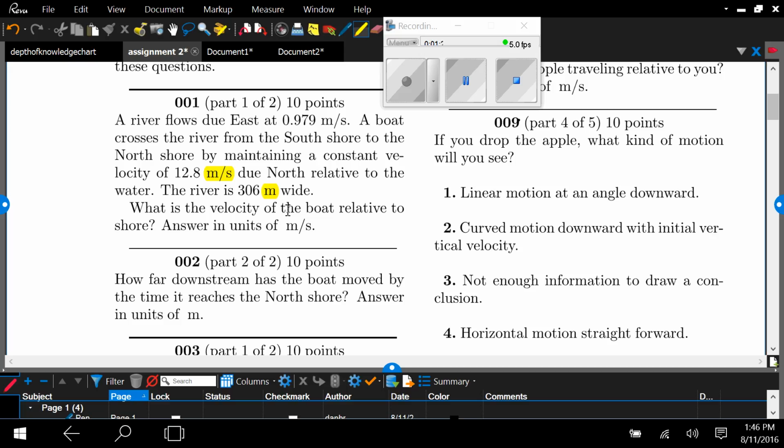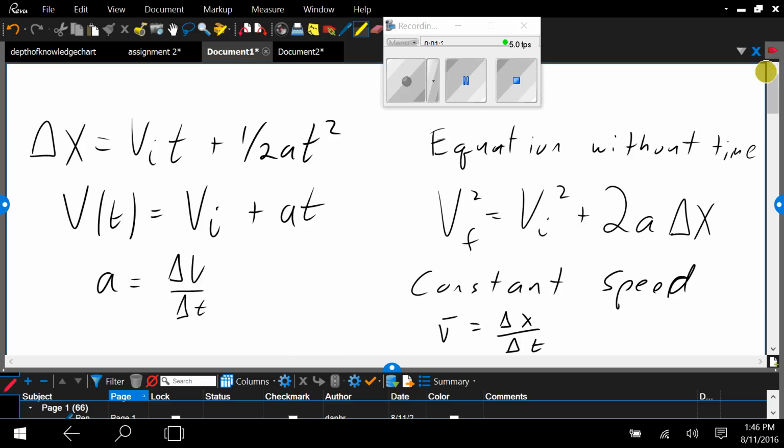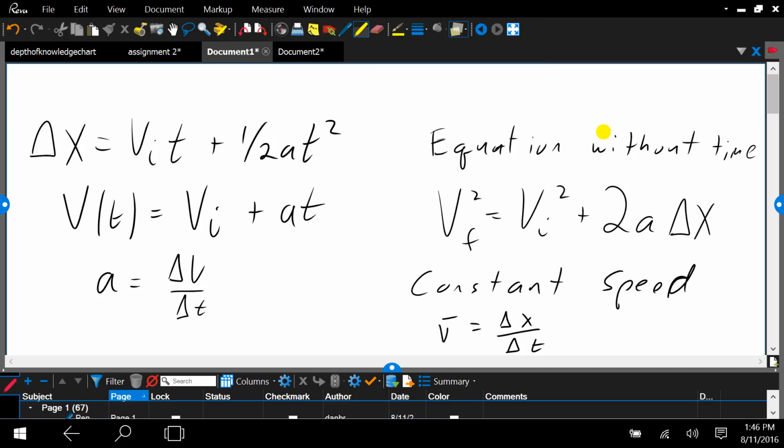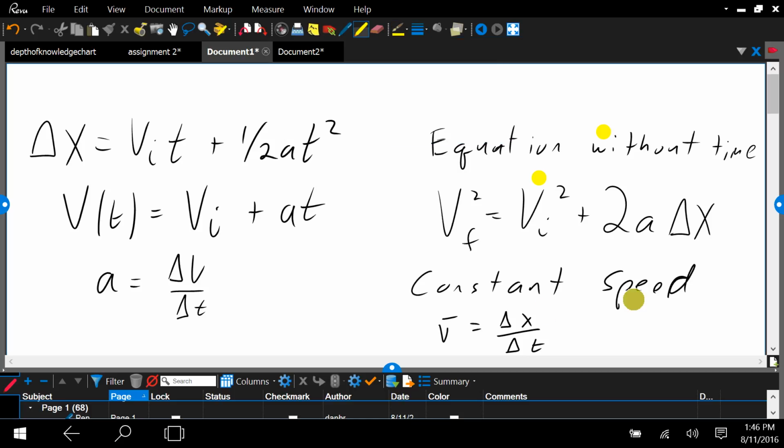Before we jump in and do that, let's review some of our basic formulas that we started with last time, and will continue to use this time. First one I want to highlight is our constant speed formula. For things that have a constant velocity, constant speed is just the change in our position, delta x, over the change in our time, delta t. And the bar over the v just means that it's a constant or an average quantity.